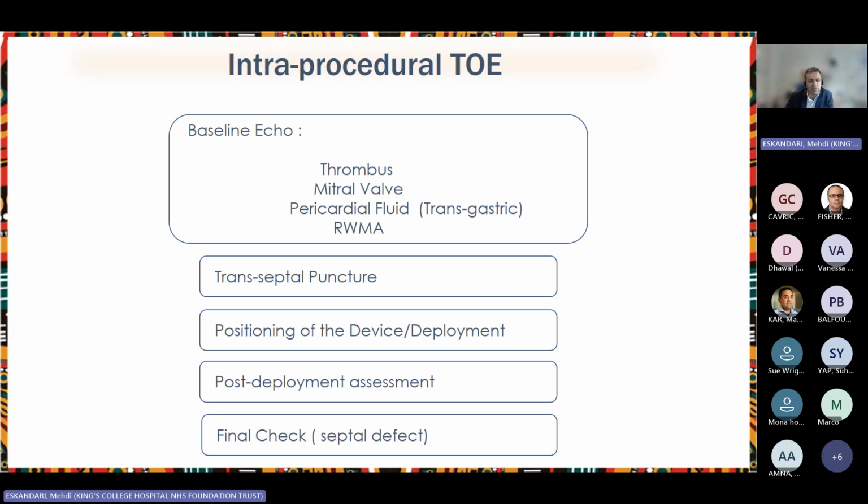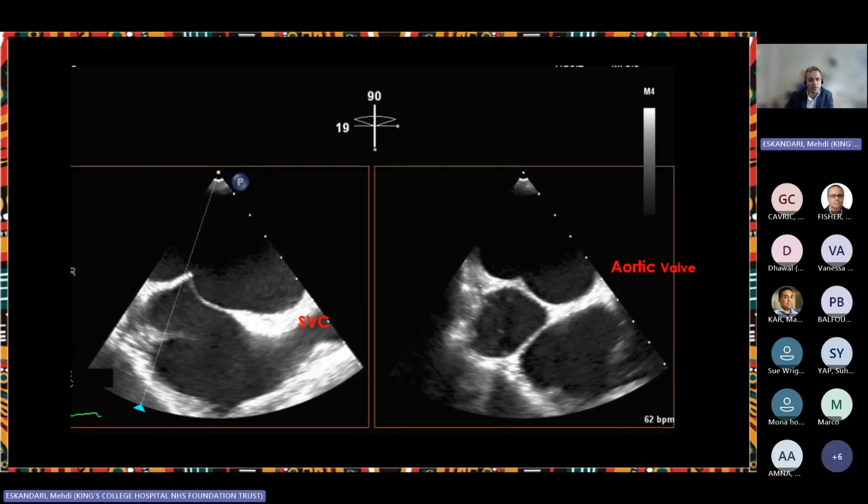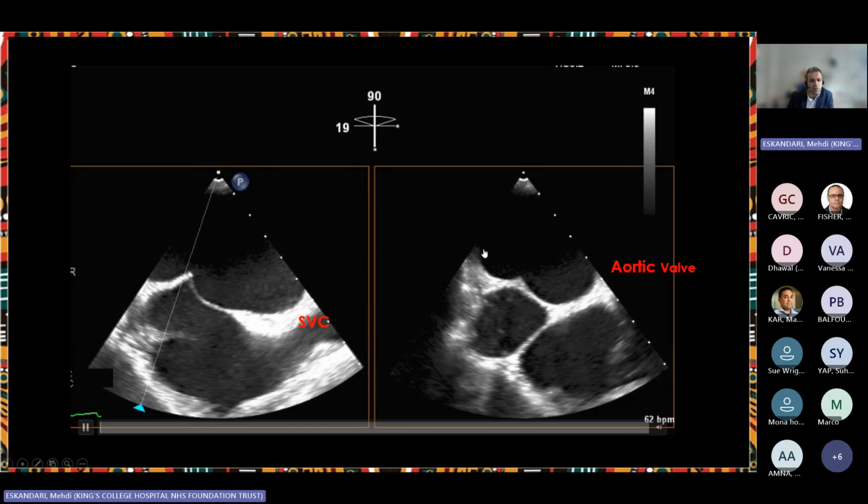We're going to talk about transseptal puncture, positioning, post-deployment, and the final check. So we talked about the transseptal puncture. You would remember for the LA appendage, we want to go lateral. Therefore, you want to puncture a bit inferior. So that's the SVC, and you see the puncture is happening away from the SVC, closer to the IVC, and then you go as posterior as you can, and that will give you the trajectory that helps to approach the LA appendage in a more coaxial view.